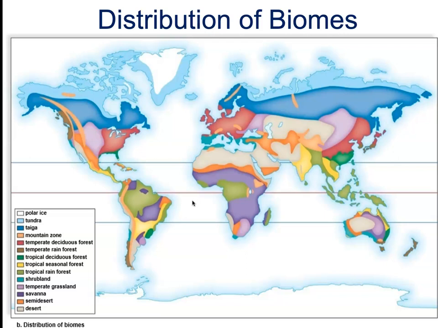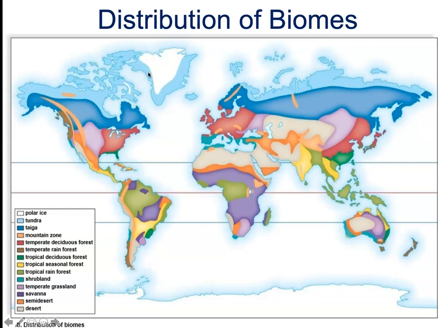This is a map of the world that shows the distribution of the biomes. You'll notice that biomes are not continent specific. We don't find tropical rainforests only in certain continents. What we see is that it varies based on latitude, where it is in relation to the equator. You'll tend to find the warmer, wetter tropical climates near the equator, and the cooler, drier climates near the poles. In fact, if you were traveling from the equator to the North Pole, you would observe tropical rainforest, followed by temperate deciduous forest, followed by coniferous forest, and then finally the frozen tundra.